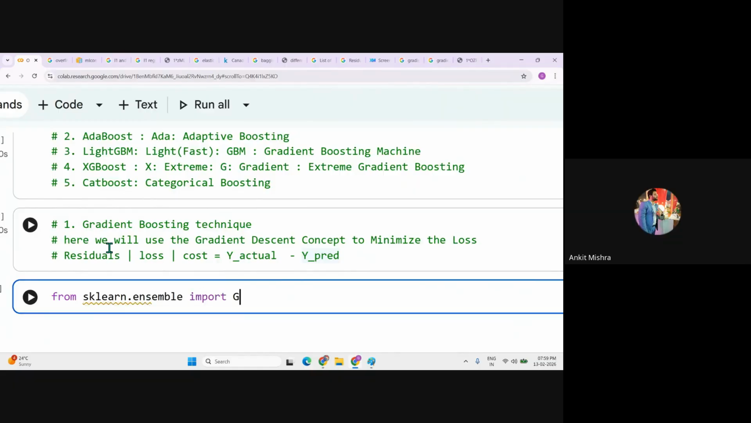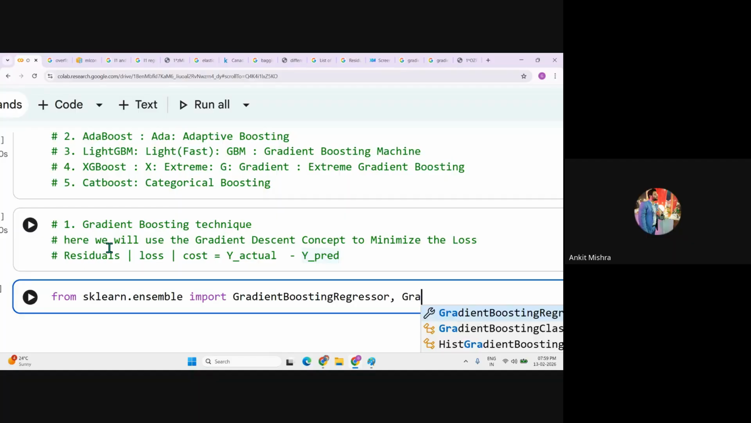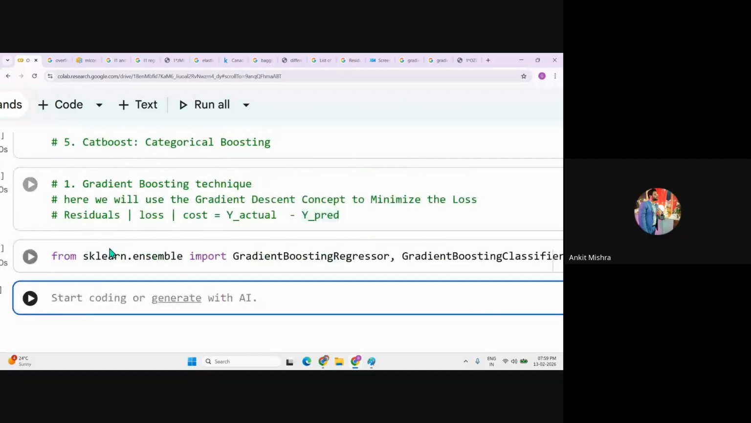Just quickly call this as gradient boosting. You will just run this gradient boosting regressor. You can use this gradient boosting for the regression problem as well as for the classification problem. It's like the gradient boosting regressor and gradient boosting classifier.